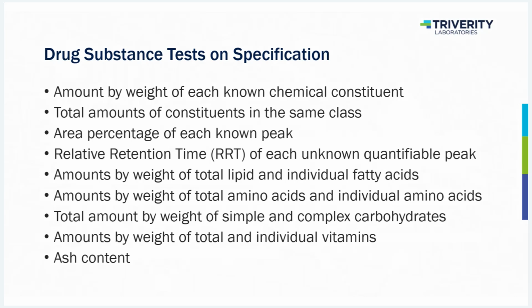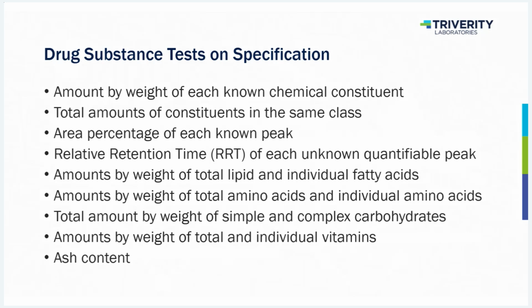They want to know the area percentage for each known peak, and they want the relative retention time for each unknown quantifiable peak. So anything that is above the LOQ of the method, they want to know the relative retention time of those. They want to know the amounts by weight of the total lipid and individual fatty acids, and the amounts by weight of total amino acids and individual amino acids. And the same for the simple and complex carbohydrates. And then the amount by weight of total and individual vitamins. And then the last one is ash content.